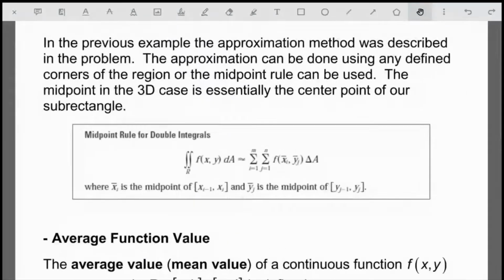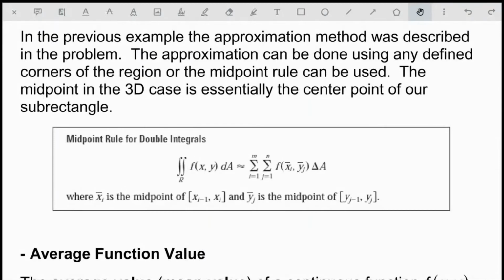All right, let's look at the next thing here. So if we are going to do an approximation method, and we're going to use, instead of like a predefined upper right corner or upper left corner of each region, we can also do what we call a midpoint approximation. The midpoint approximation, though, has to be the center point for your subrectangle. So typically the subrectangles are going to be defined by squares, but if they're not squares, then you've got to find the actual center point for that rectangle.